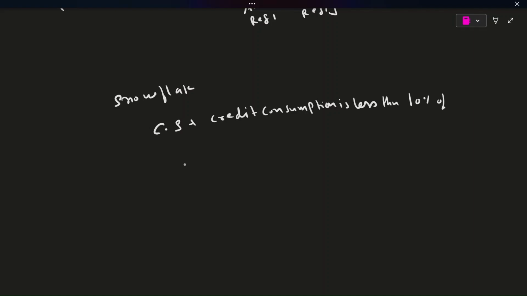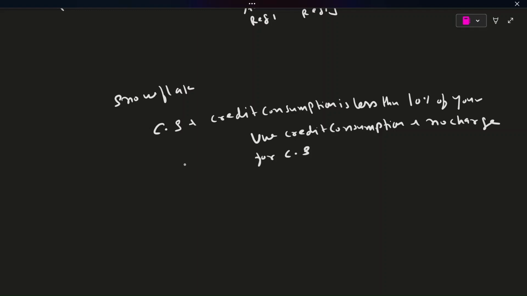So what Snowflake says is, if the cloud service (CS) credit consumption is less than 10% of your virtual warehouse credit consumption, then no charge for cloud service.